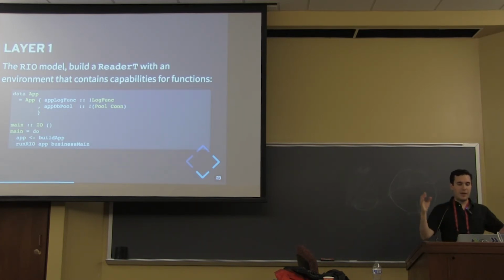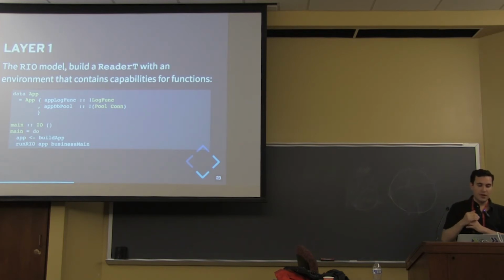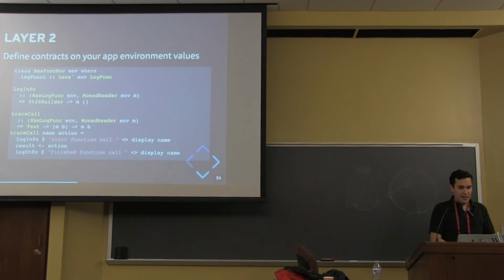So layer 1 is basically just defining what's the environment of your application. What are all the things that are going to be in your application that you're going to run with? In this particular example, we have a simple application that has the log function and a pool of connections for a database. But you can have other things. You can have the configuration, etc. You can have an HTTP server running with an async. Many different things, right? And once you build your app, you just run the application. Simple, right?